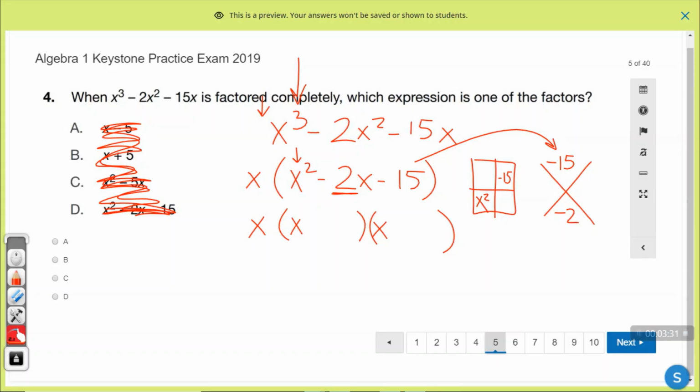And what multiplies to get negative 15 but adds to get negative 2? Well, that's going to be negative 5 and positive 3. And if you remember our other shortcut aspect of a just x squared, these numbers would go straight into my group here, giving me x minus 5 and x plus 3.